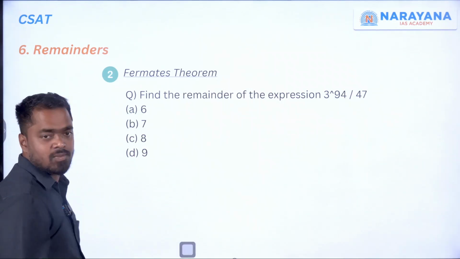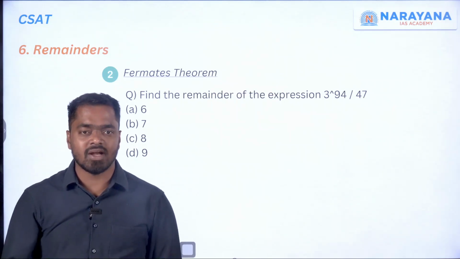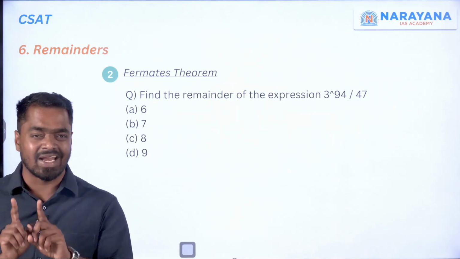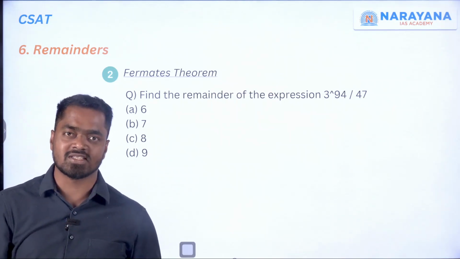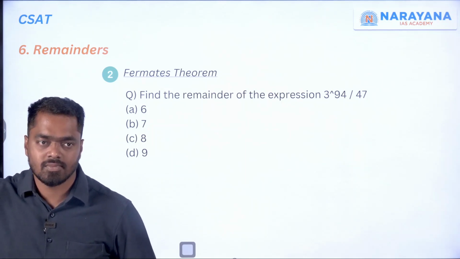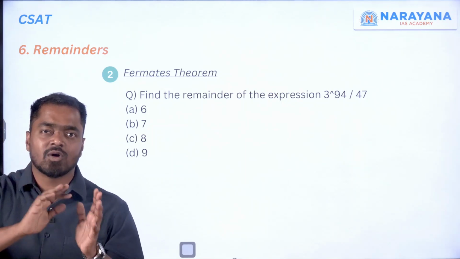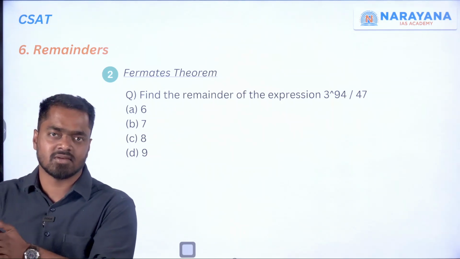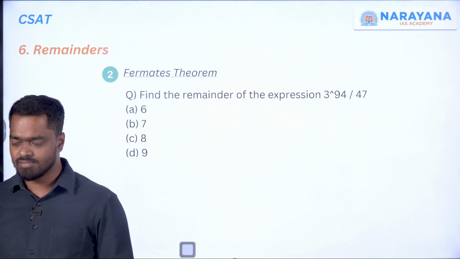Try to solve this one. Find the remainder of the expression 3 to the power 94 divided by 47. Try to break down the expression into Fermat's expression. You will get the answer.